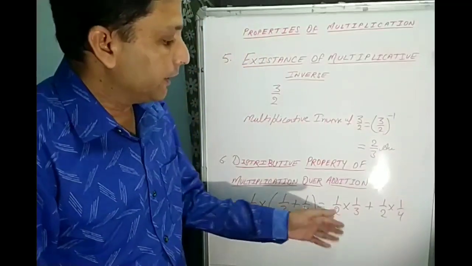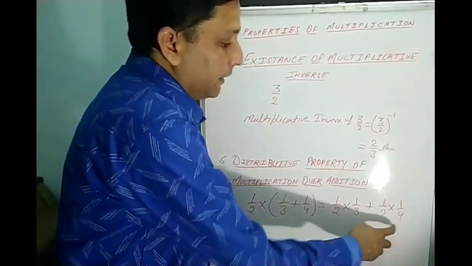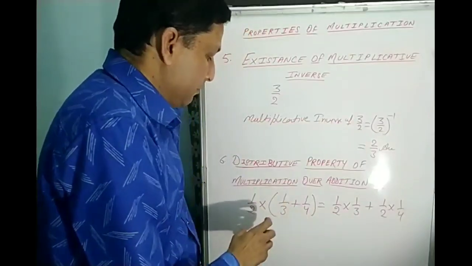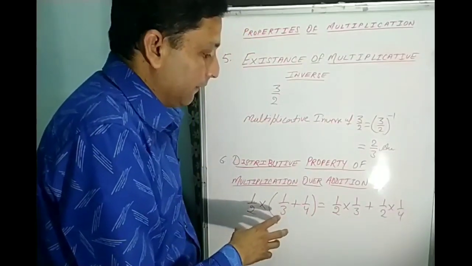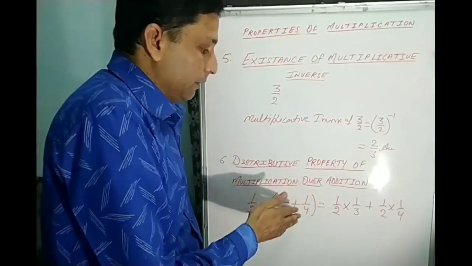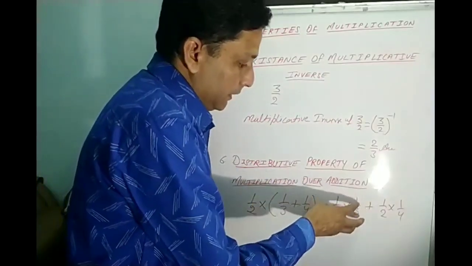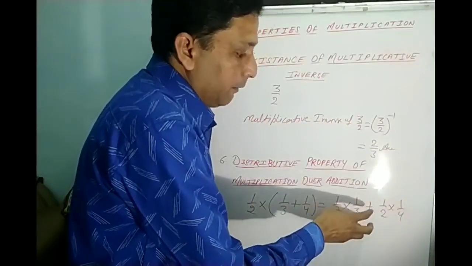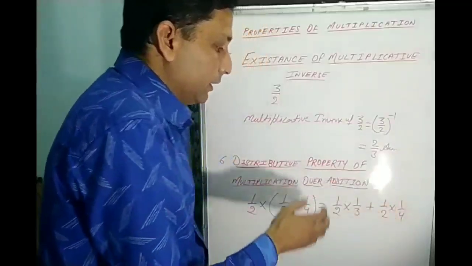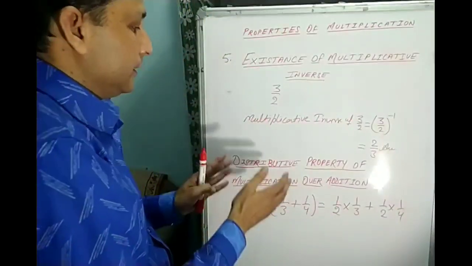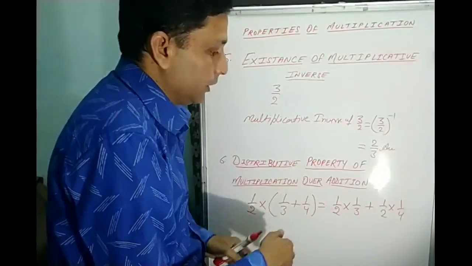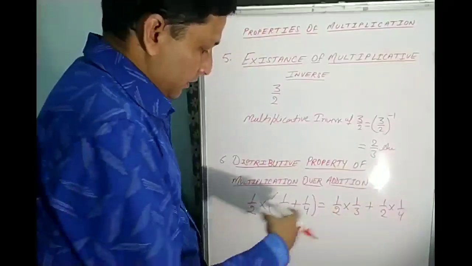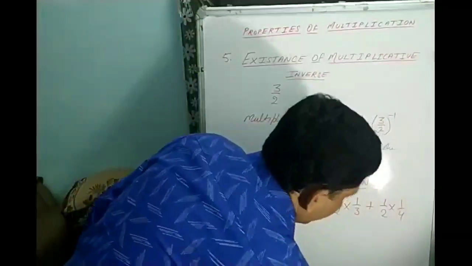Now moving on to the right hand side, you can see this is the expanded form of this compact form. It means the first rational number is multiplying with both the rational numbers which are given in the bracket, that is multiplying by 1 upon 3 and multiplying by 1 upon 4. This property is known as distributive property of multiplication over addition. Now solve this equation over here.